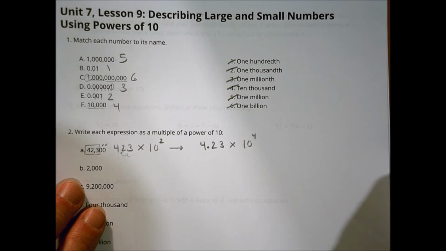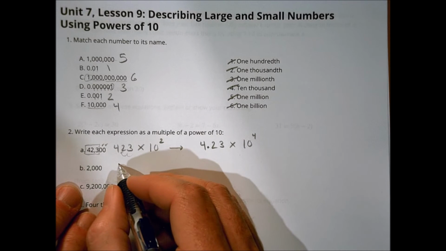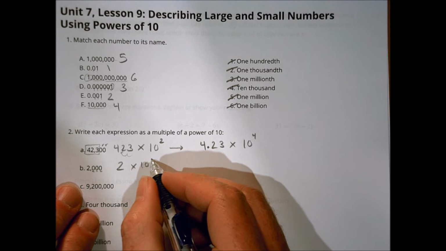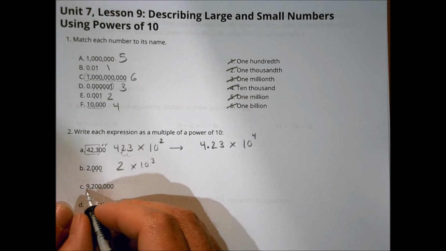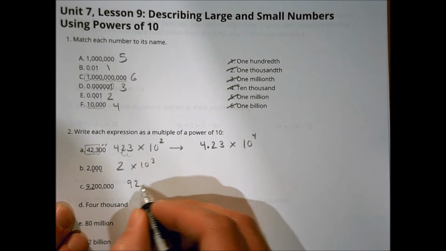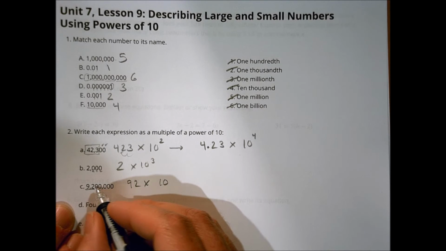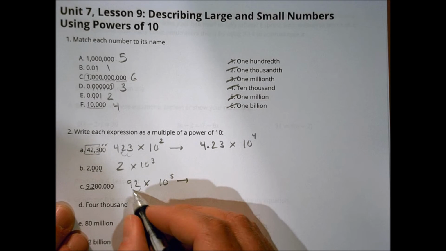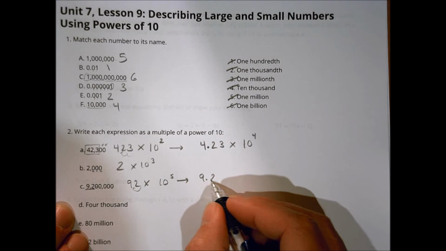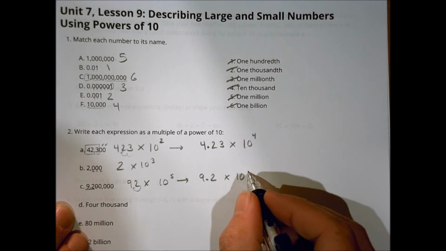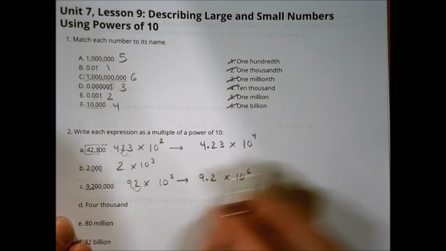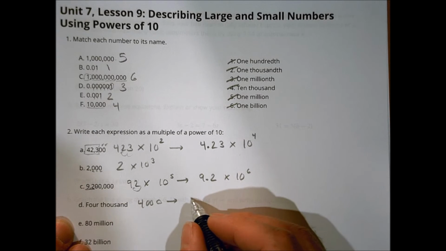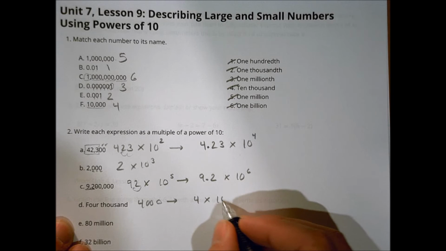Either one is fine. Here we have 2 times what? 1, 2, 3, 10 to the 3rd power. Here we can use 92 if we wanted to, and make it 10 to the 1, 2, 3, 4, 5, 5th power. If I want to move that over 1 space, which I could do, I could write it as 9.2 times 10 to the 6th power. 4,000 we know is written like this, so as a multiple of 10, this becomes 4 times 10 to the 1, 2, 3, 3rd power.